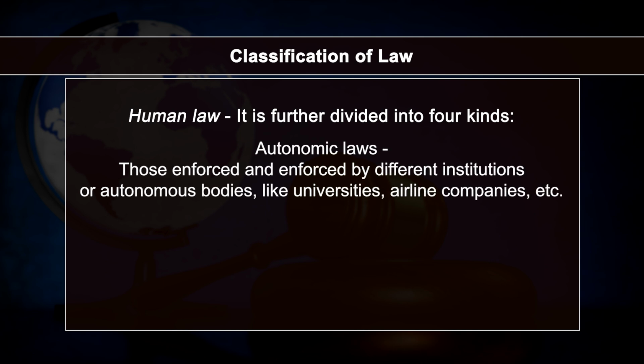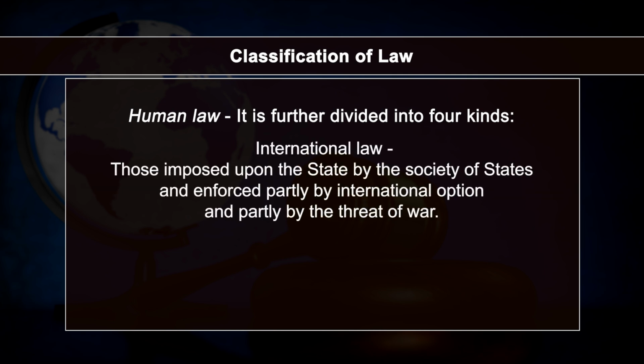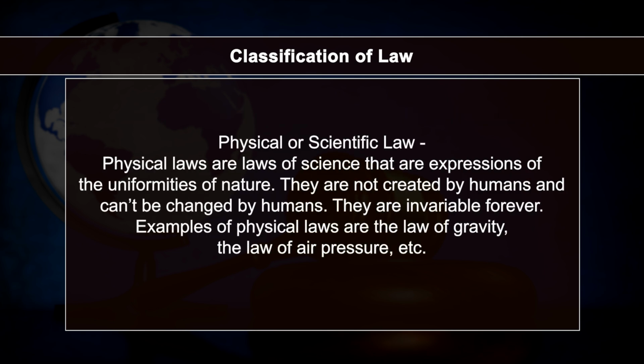Third one is autonomic laws. Those enforced by different institutions or autonomous bodies like universities, airline companies, etc. And fourth one is international law. Those imposed upon the state by the Society of States and enforced partly by international opinion and partly by the threat of war. And last one is physical or scientific law.